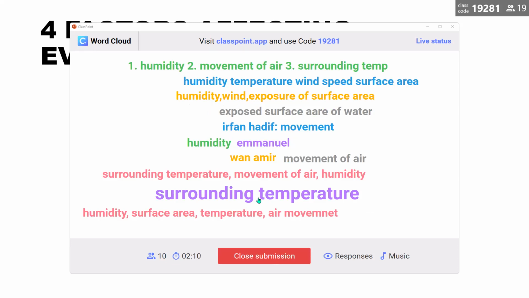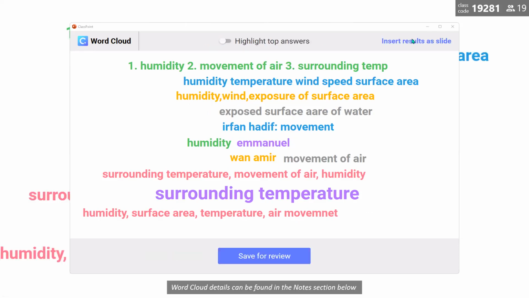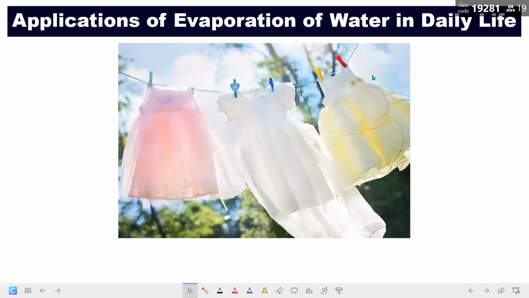Okay, surrounding temperature, yes. Okay, good. Movement, temperature, surface area, humidity, perfect. Yeah. Okay, all of you give very good answers. Okay, teacher put it into my slide also as well. My next point to you here is, how do I apply this into my daily life? This one is very important. This is the one your mom should be very happy that I'm teaching you.